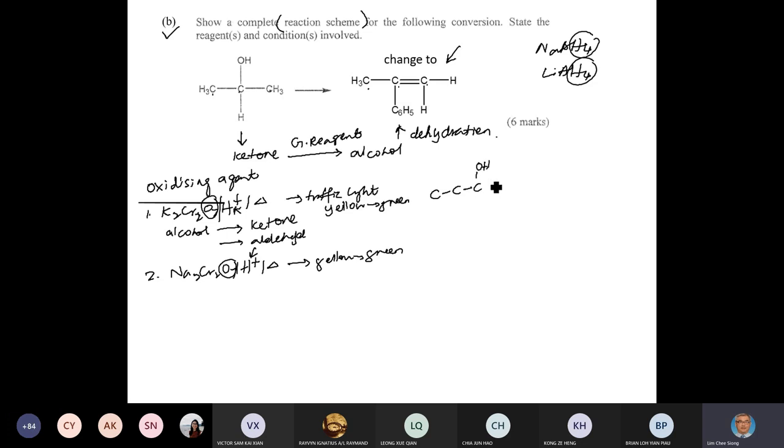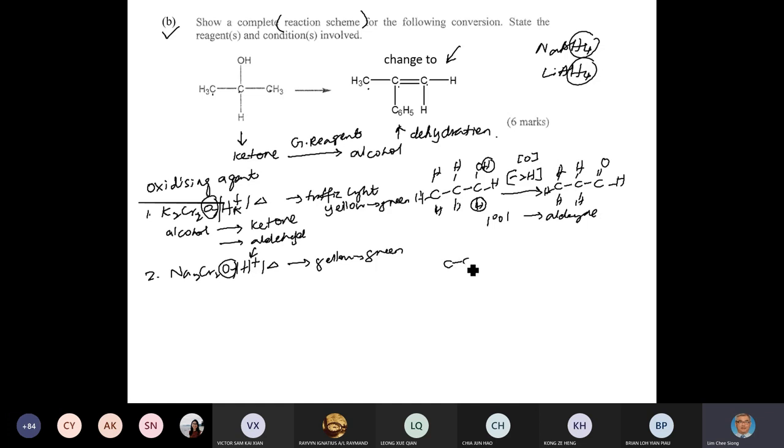First one, if I have a primary alcohol, remember, don't just say, Mr. Lim, that we are able to remove the H. Yes, it removes the H. How many H? 2 H will be removed. Or you can put the O here also. Where are the 2 H? These are the 2 H, H number 1, H number 2. So finally, this compound is obtained. This is from primary alcohol to become aldehyde.